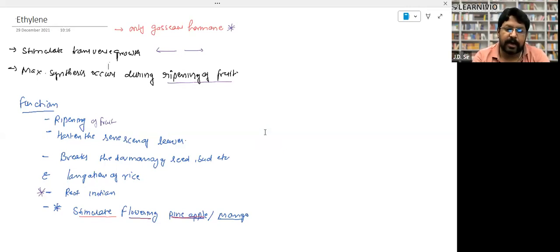Maximum synthesis occurs during the ripening of the fruit, because this is responsible for ripening. I have one question, an AIIMS board question. You must have seen a raw guava. If you take the raw guava, I think it will be very hard for you to eat because it's very hard. Every raw or unripe kind of fruit is hard. Even the mango is very hard if it's unripe. Guava is very hard if it's unripe. But after ripening, they become very soft.